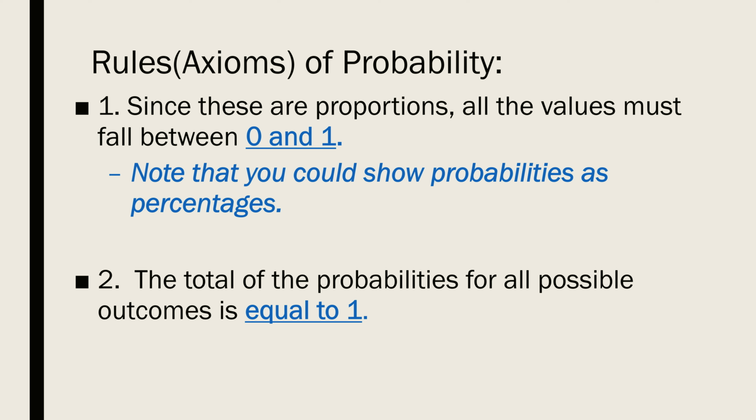An axiom is a statement that is regarded as self-evidently true. First, since these are proportions, all the values must fall between 0 and 1. Note that you could show probability as percentages. For example, you can show a probability of 0.5 as 50%.